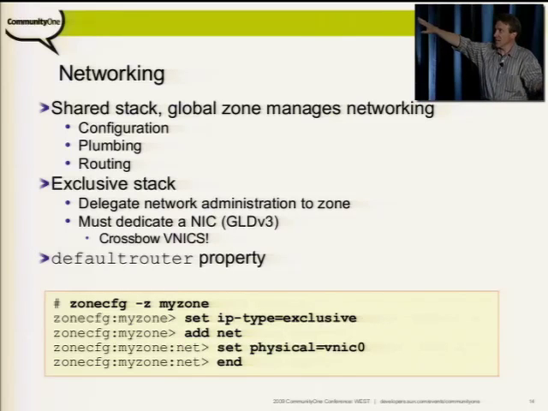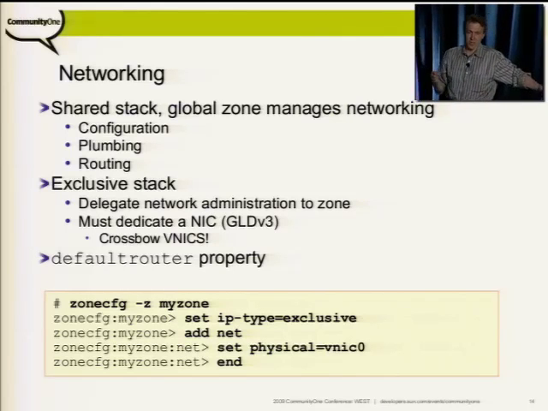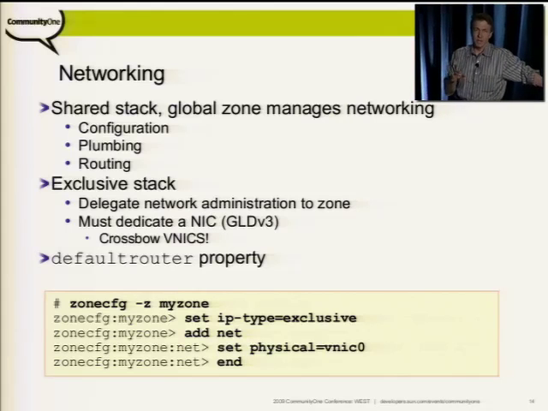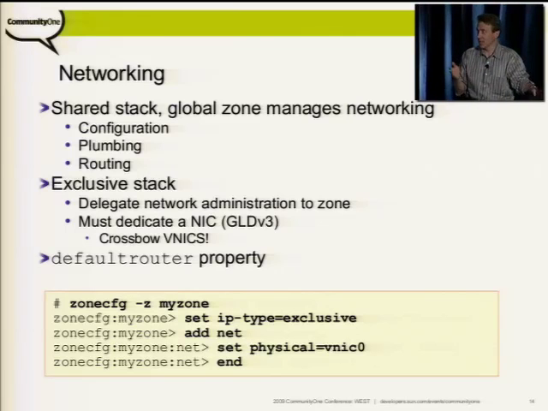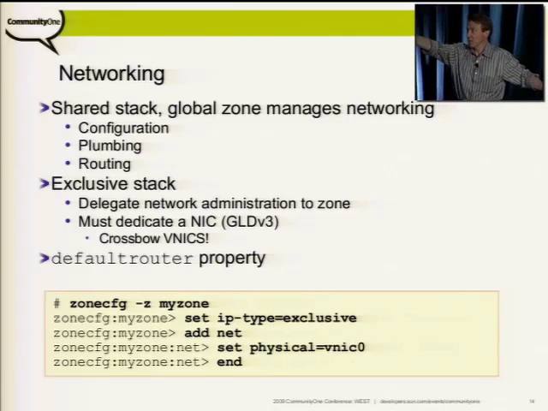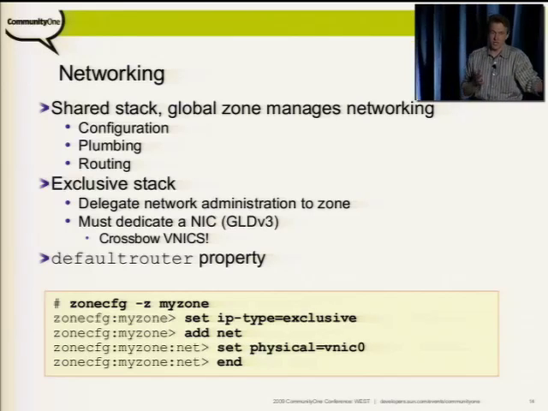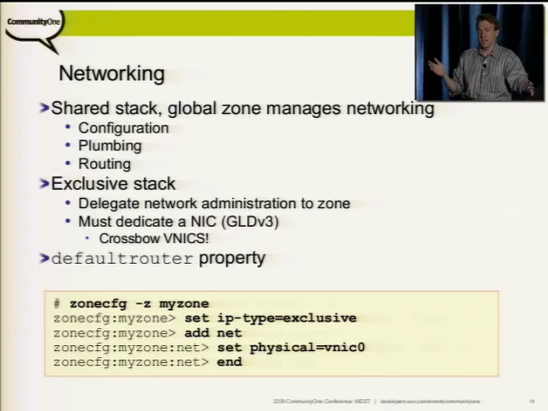With an exclusive stack, you do have to dedicate a NIC to the zone, which can be a limit up to now because most systems don't have enough NICs to dedicate a physical NIC to each zone. But with Crossbow, as I mentioned and you've been hearing about while you're here, that really solves that problem, because now you can set up virtual network interfaces using Crossbow and then just dedicate a VNIC to the zone. And then if you wanted to do exclusive stack and have 100 zones on your system, each one could have its own dedicated VNIC.